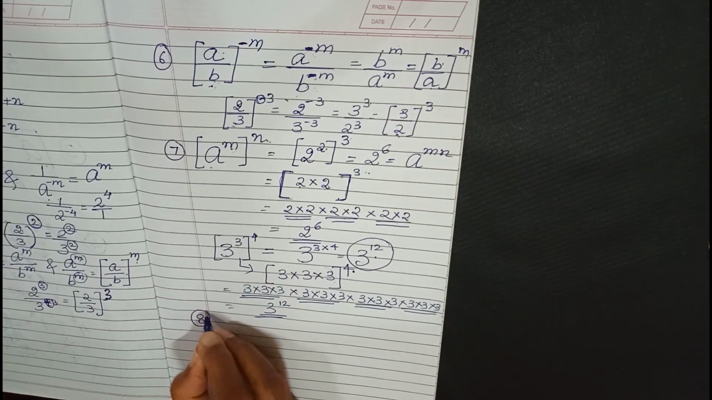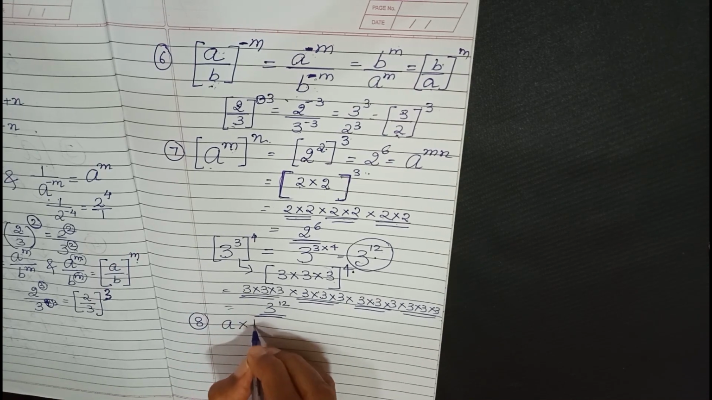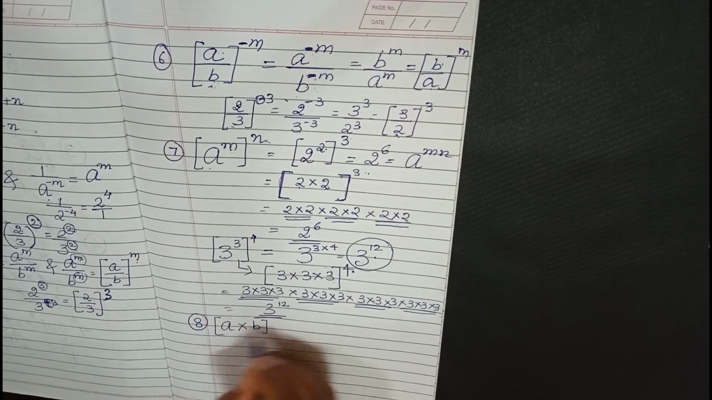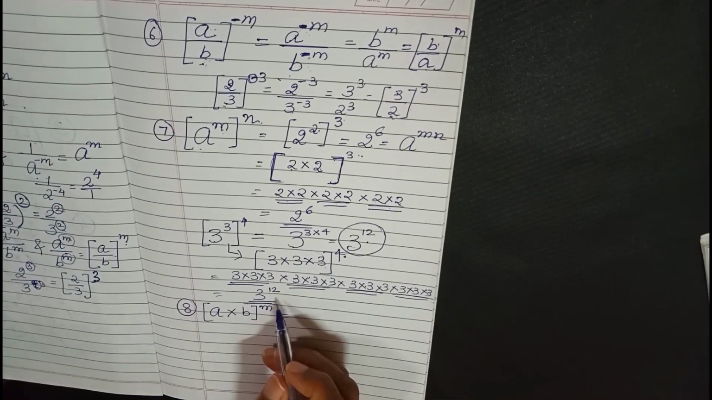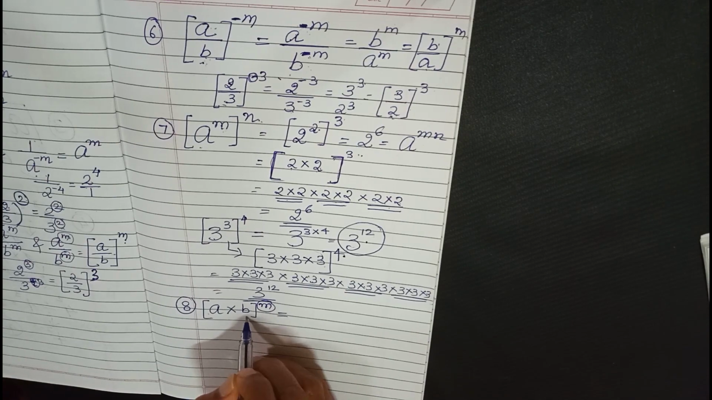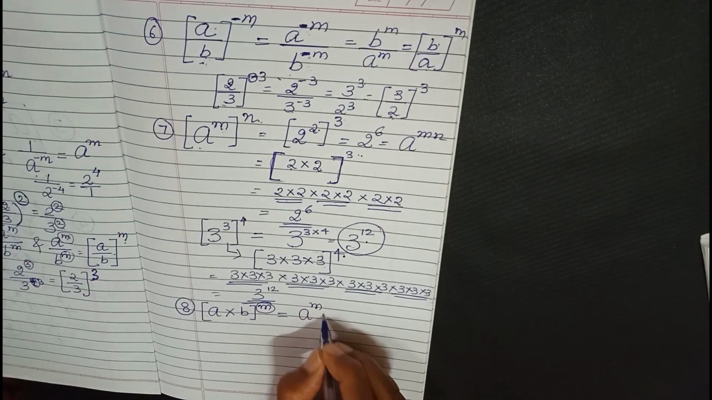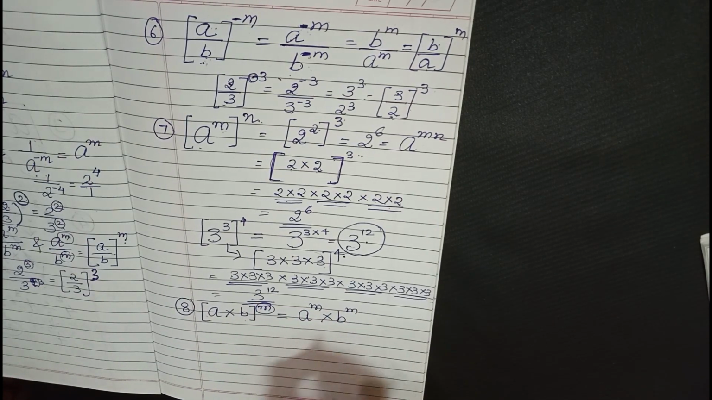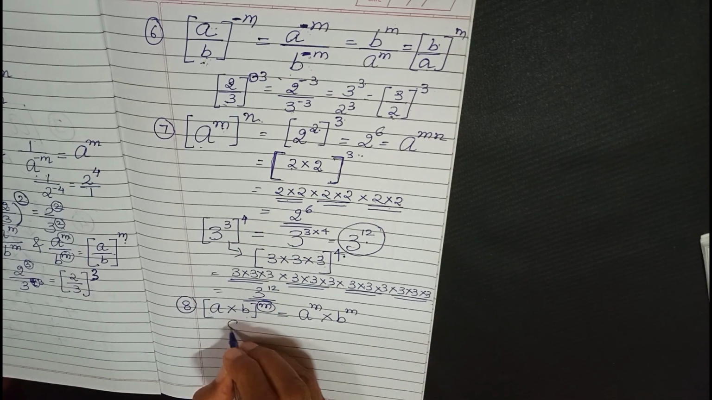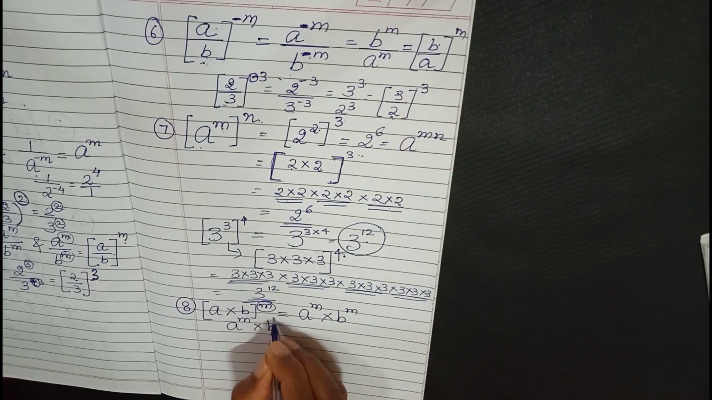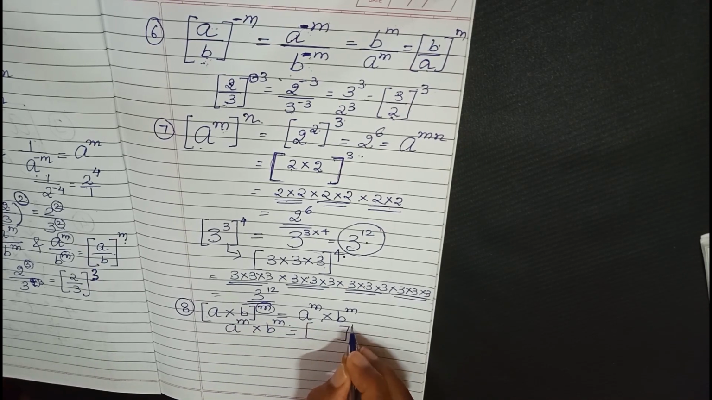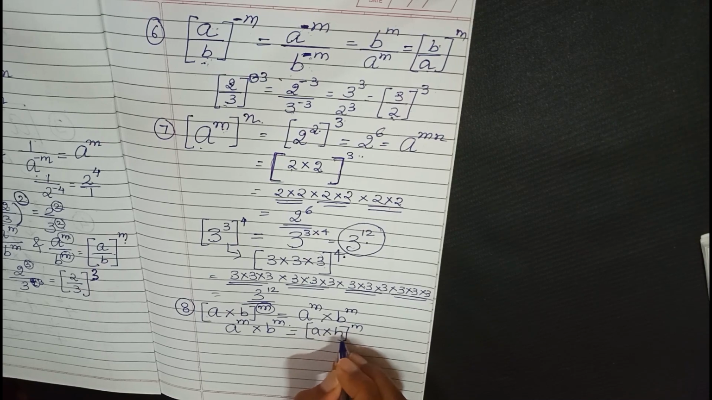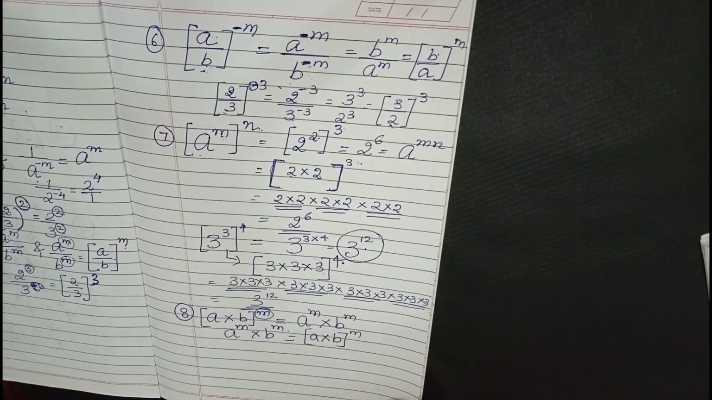Let's go to the last rule, which deals with two different bases but a common power. What does this mean? This means that the power is for both the numbers, so it is a raised to m into b raised to m. And it can be written the other way also. If we have two numbers with the same powers, we can take it outside common by writing a into b. Let me explain this with some examples.